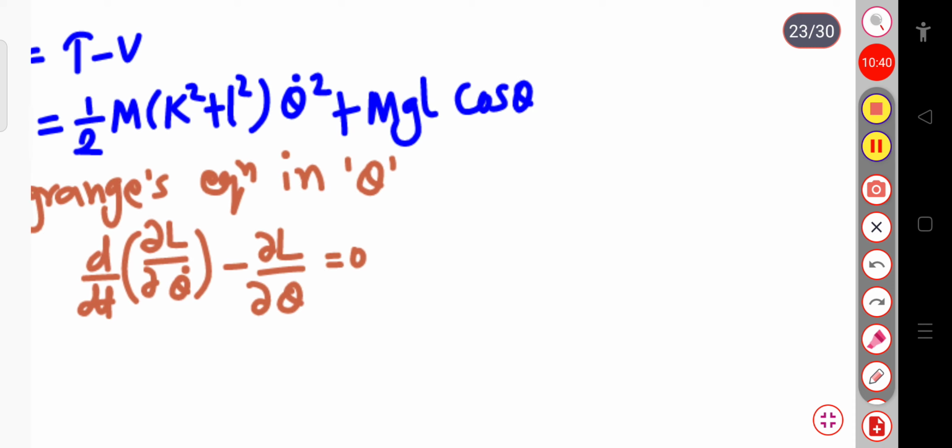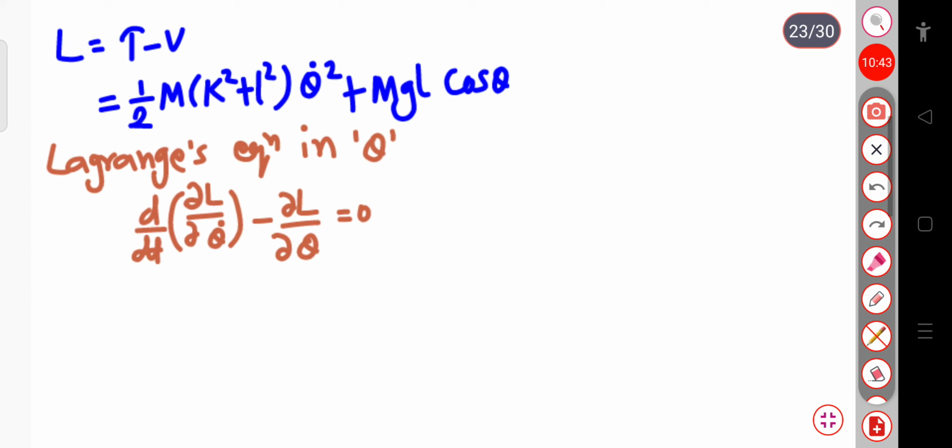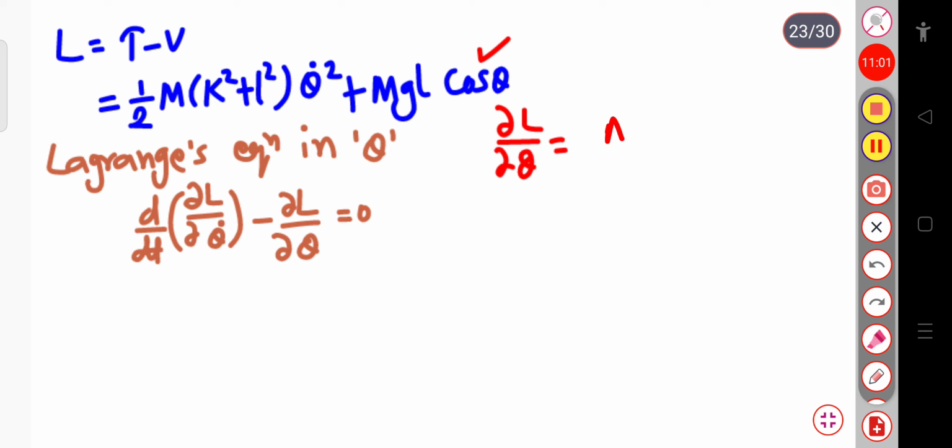So now let me calculate here. dou L by dou theta will be equal to, you can see in this second term only the theta term is present, that is cos theta. So if I take the derivative with respect to theta, mgl is taken as constant, and the derivative of cos theta is minus sin theta.